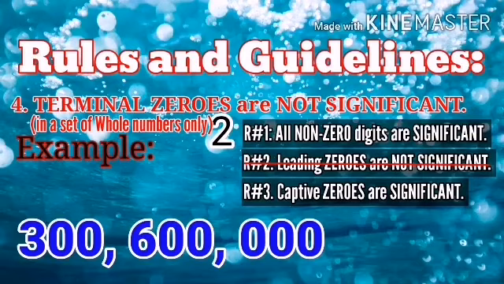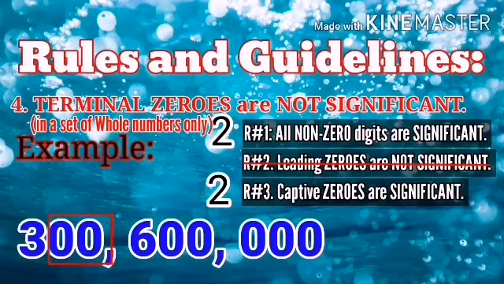Now, let's proceed with rule number 3. Captive zeros are significant. Do we have captive zeros? Where are they? Can you identify kung saan ang ating captive zeros? Again, captive zeros are zeros in between 2 non-zero digits. Therefore, we have here, this is now the captive zeros in between 3 and 6. Since these are captive zeros, these are now significant. Therefore, we have additional 2 significant figures from rule number 3.